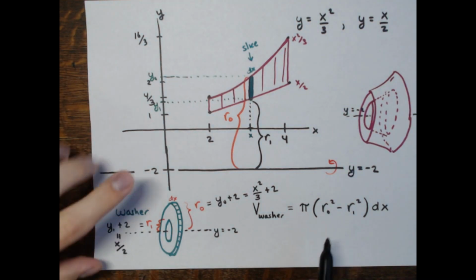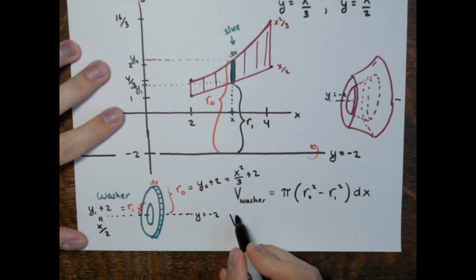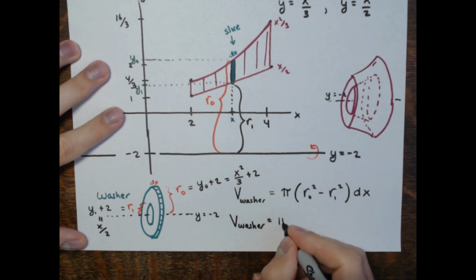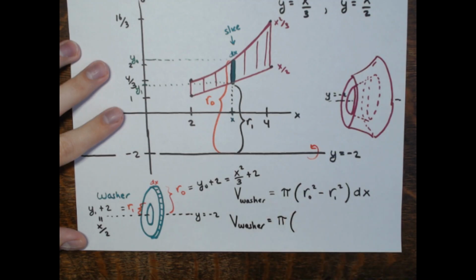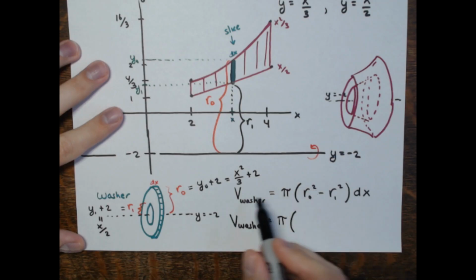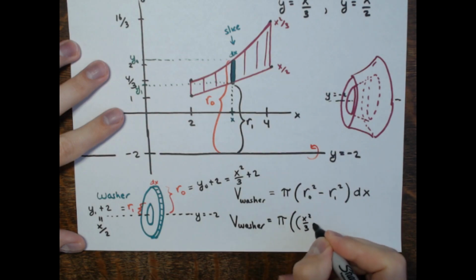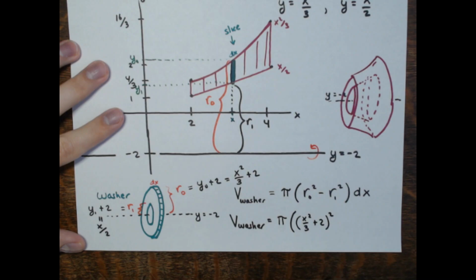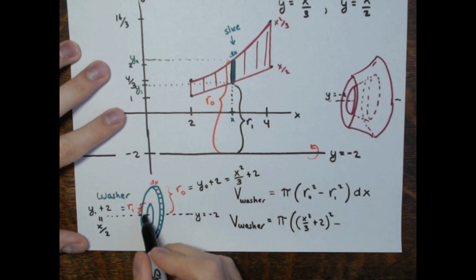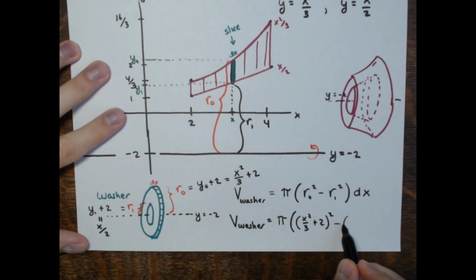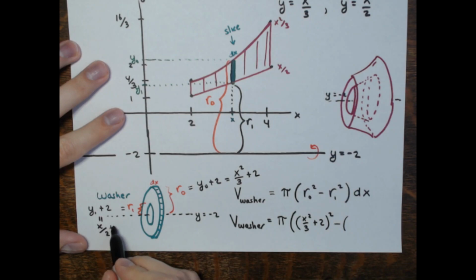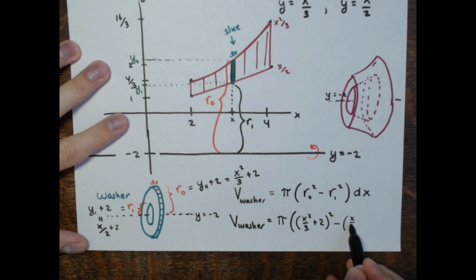All right, so putting those into my washer volume, the volume of a washer in this particular instance is pi times the outer radius squared. So this quantity x squared over 3 plus 2, squared. That's the outer radius squared, minus, we're taking away that hole in the middle, the circle in the middle, the inner radius squared, which was half x plus 2, x over 2 plus 2, squared.